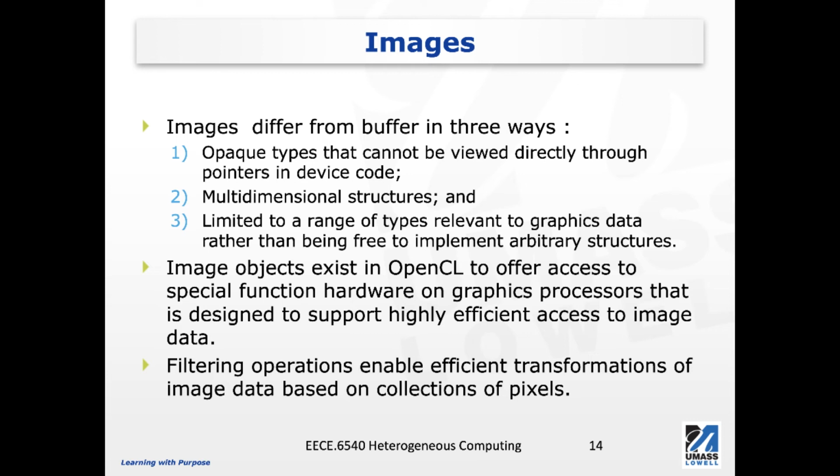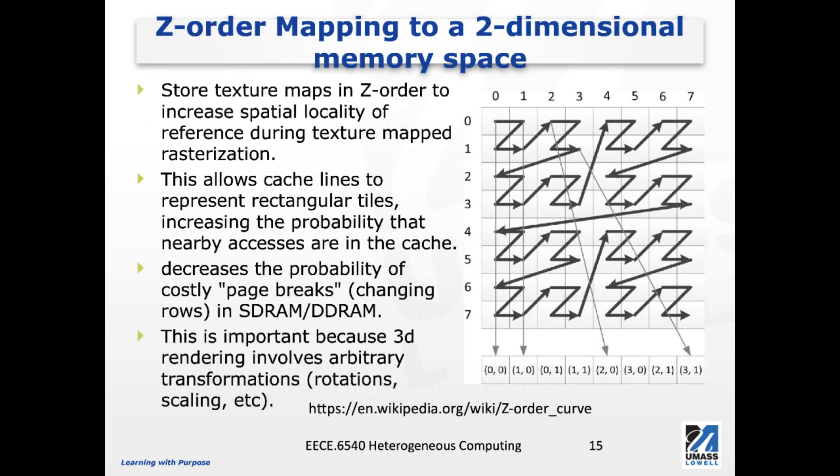And operations such as filtering can enable efficient transformation of the image data based on the collection of pixels. For example, there are cases where we use z-order to manipulate the texture maps and to increase the spatial locality of reference during texture mapped rasterization.